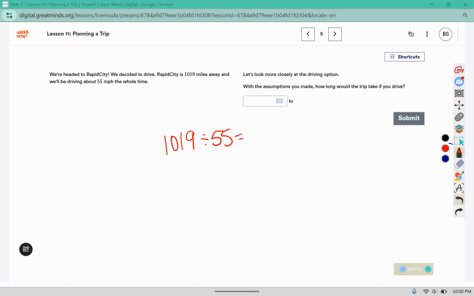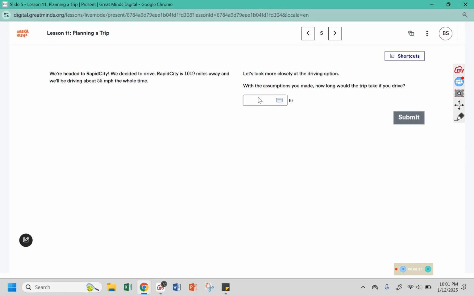And we'll probably end up rounding to approximate, because this comes out to 18.527 repeating. So I'm going to say this is about 18 and a half hours. Or we can round up to 18.6 just to give us a little bit of extra time. Maybe because we stopped at the restroom, we had to make a pit stop, stop for lunch.